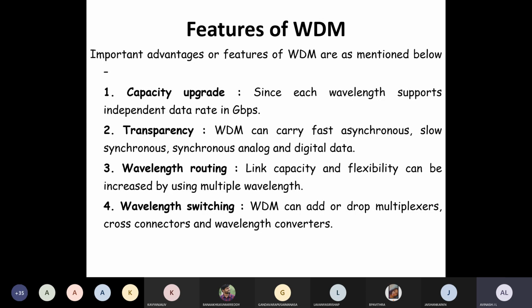When you compare these features with other multiplexing schemes, this WDM has some of the best features. What are the best features? Capacity upgrade, transparency, wavelength routing and wavelength switching.